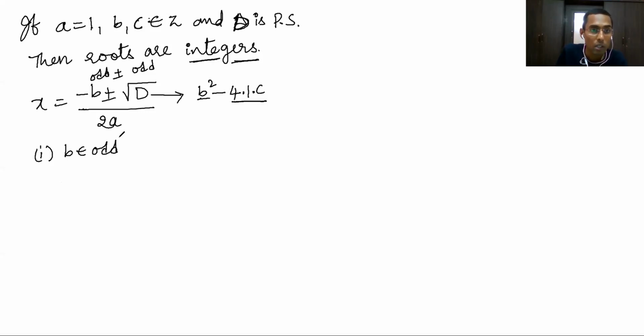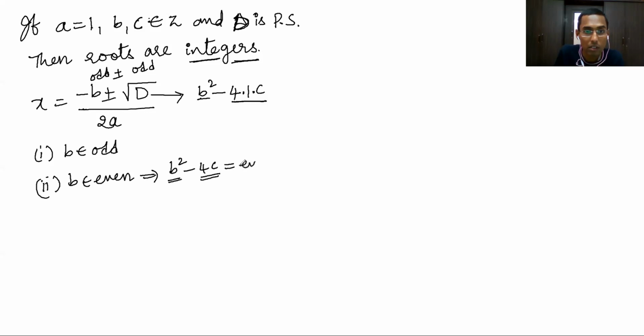Similarly, let's say B is even, then what will happen? B square minus 4C: this is even, this is even, even square is even, minus even is even. So what's going to happen? This is minus B plus or minus root D by 2A. This is going to be even plus or minus the square root of D, and here I already said D is a perfect square.